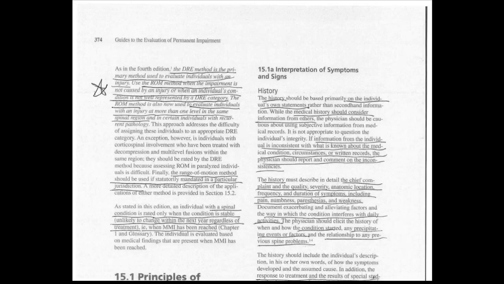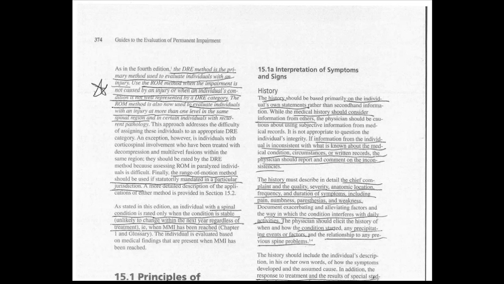We're going to talk about the DRE method, the primary method used to evaluate individuals with an injury. It says use the ROM method when the impairment is not caused by an injury or when an individual's condition is not well represented by a DRE category. The ROM method is now also used to evaluate individuals with an injury at more than one level or at the same spinal region. All right, so what does all that mean?